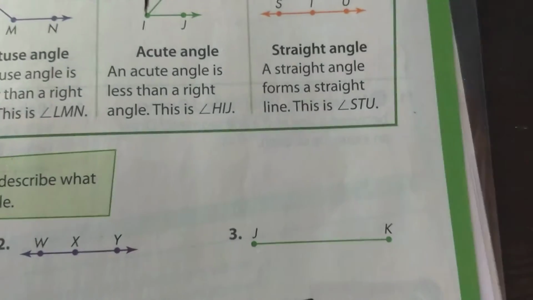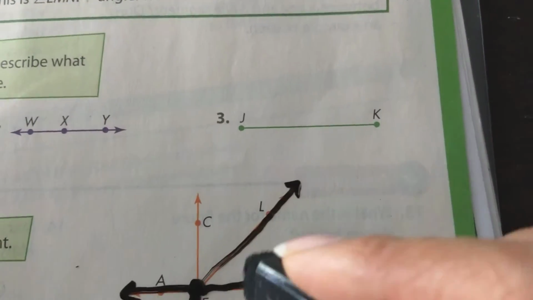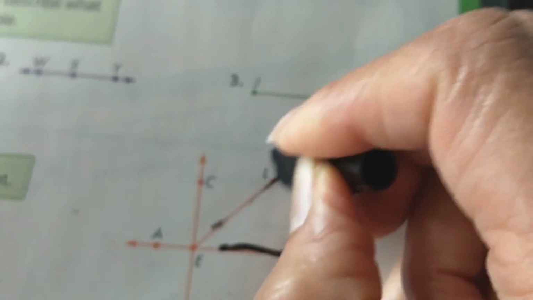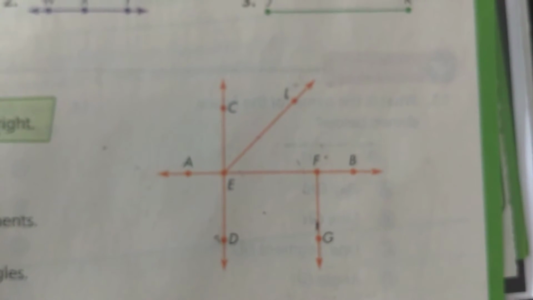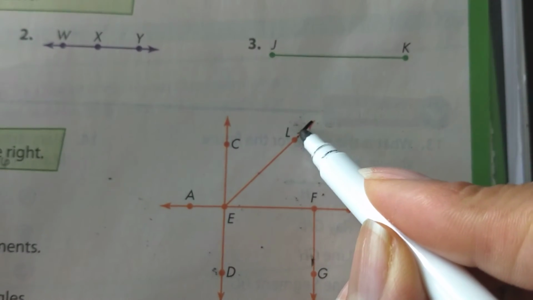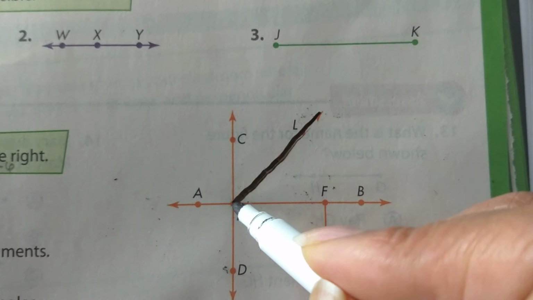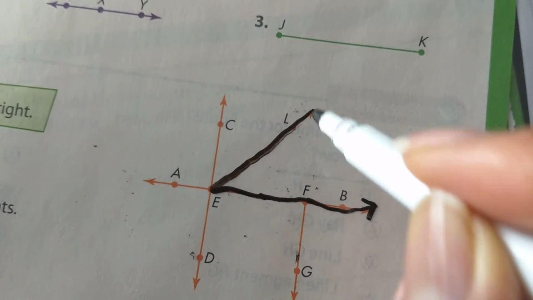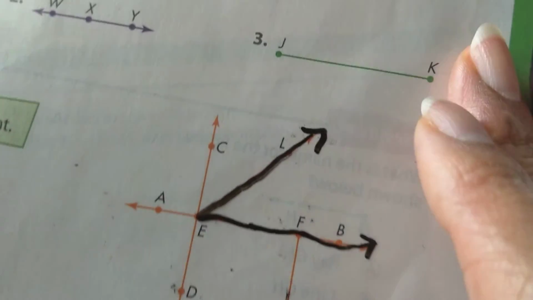So let's look at our diagram at the bottom. I'm going to erase our rays and our line segments. And we're going to look for acute angles. Okay? Acute angles. I see one right away. Right here. If I start here, and I come across here, I've got my first acute angle.